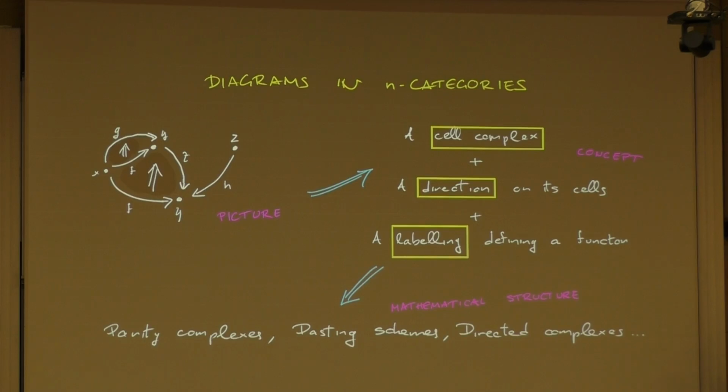It's a model-independent idea, the same way that a cell complex is more than any instantiation of what a cell complex is mathematically. And to try to capture this idea, several mathematical structures have been proposed over the years. They go by the names of parity complexes, by Ross Street, pasting schemes, or directed complexes. And all of these can be seen as particular models of this concept, or at least of the part which relates to just the shape of a diagram, prior to its labeling.